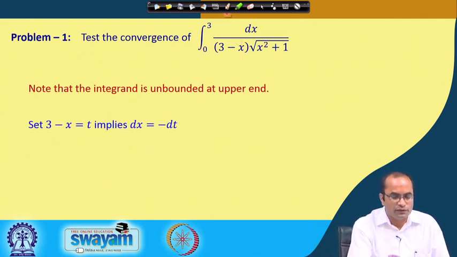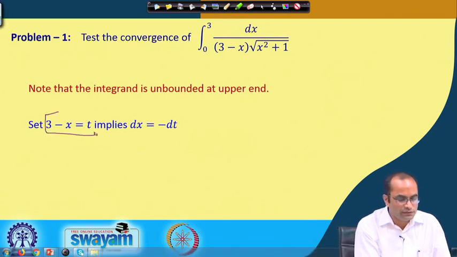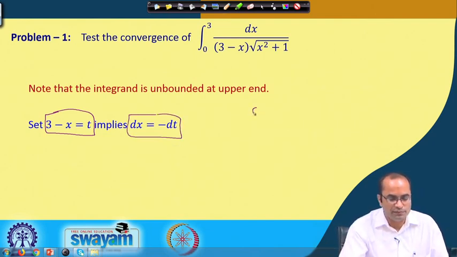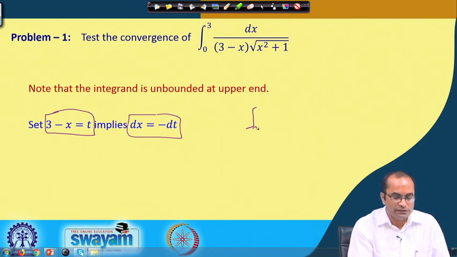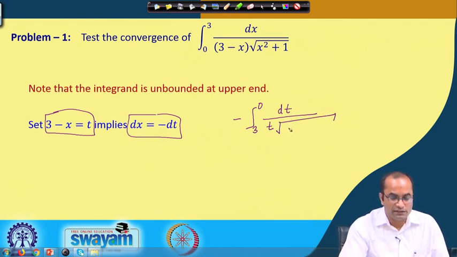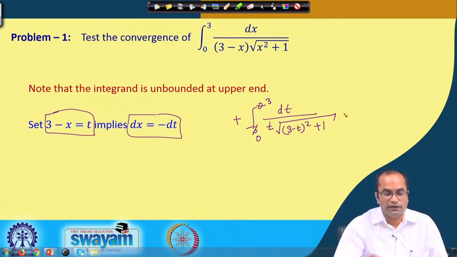If we substitute 3 minus x equal to t, that implies dx is equal to minus dt, and our integral will become as follows. When x was 0, t is 3, and when x is 3, t is 0, with this dt with a minus sign, and then 3 minus x is t, and we have here x squared plus 1, so x is (3 minus t) whole squared plus 1. Making the sign plus, the limits become 0 to 3. So, we have the integral from 0 to 3 of dt over t times the square root of ((3 minus t) squared plus 1).